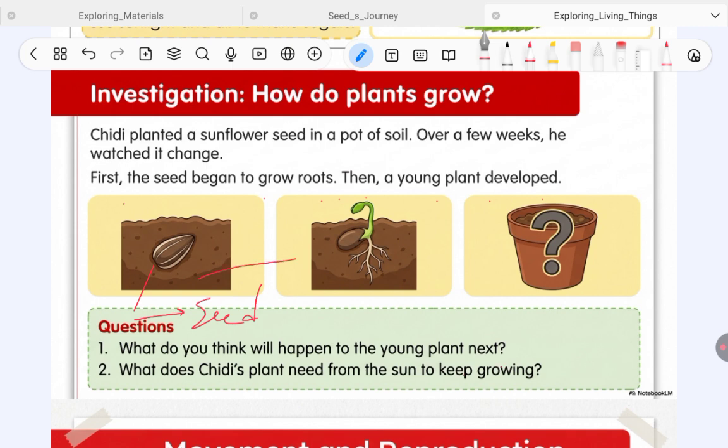So if it starts from a seed, it changes to this. What do you think will happen? What will happen is that this young plant will start having leaves. And so what is happening to the plant? It is growing. What does Chidi's plant need from the sun to keep growing? Chidi's plant needs the sun to keep growing because it helps the plant make its food.